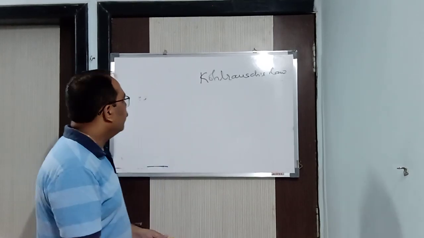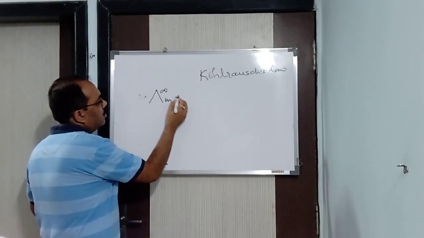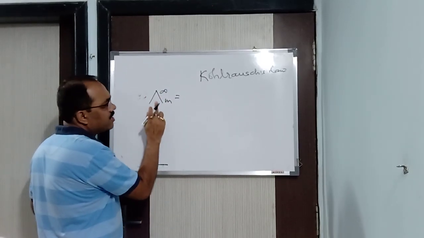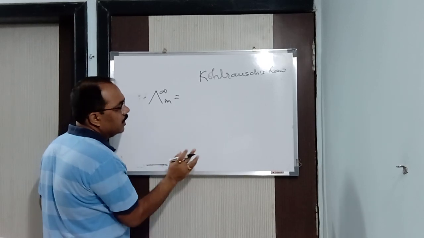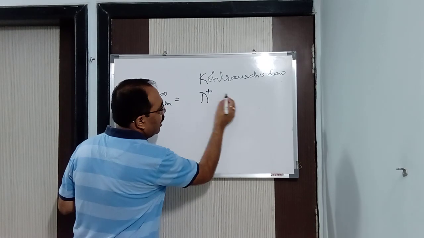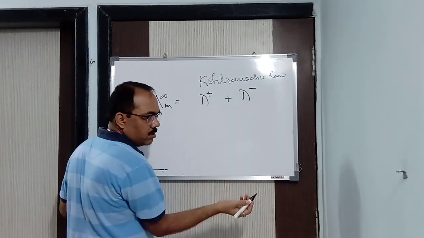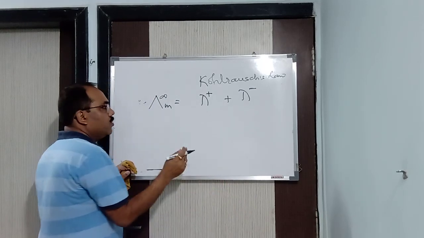Okay, now what did I say? Kohlrausch law: molar conductivity at infinite dilution is the sum of its ionic conductances of its cations and anions. Ionic conductance of cations is lambda plus and ionic conductance of anions is lambda minus. What is ionic conductance? I will come to it.